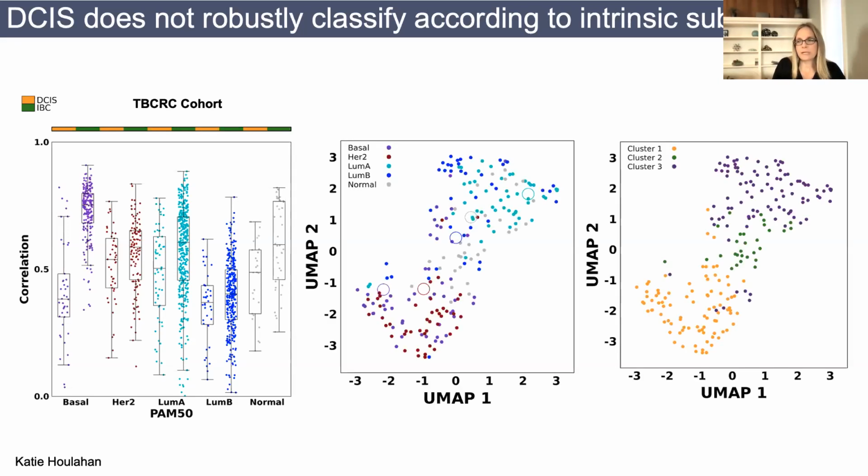Now, if we plot this in UMAP space, we can see that, again, there is quite a bit of spread amongst the intrinsic subgroups. And in contrast, if we try to discover these subgroups de novo using NMF-based clustering, we find a far better stratification and separation into some 3 groups. So what do these groups look like?